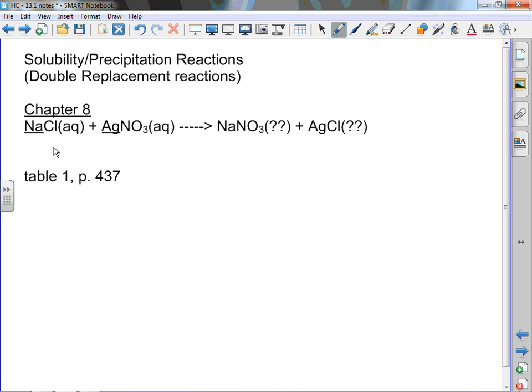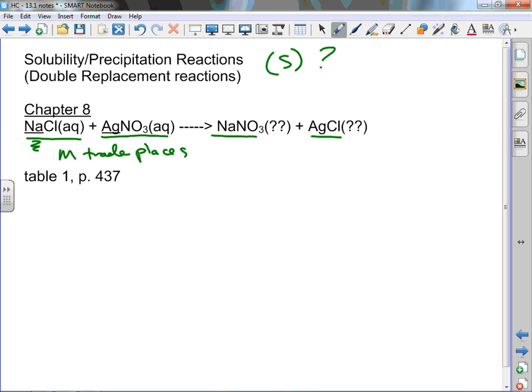Second thing we're going to talk about in this chapter is what's called solubility reactions. What we're trying to do is predict whether or not a reaction will make a solid. So, review from chapter 8. We take sodium chloride dissolved in water, and we take silver nitrate dissolved in water. We know from chapter 8, metals trade places. So we can see here the silver and the sodium trade places. We make sodium nitrate, and we make silver chloride.